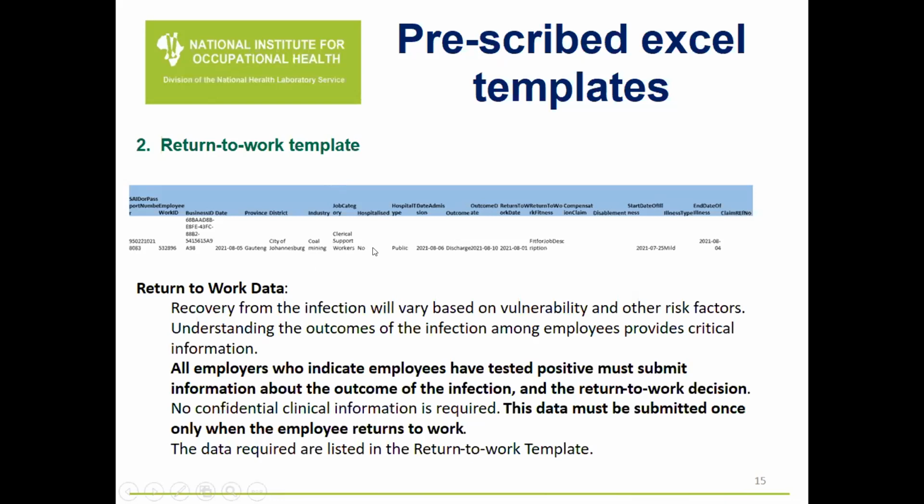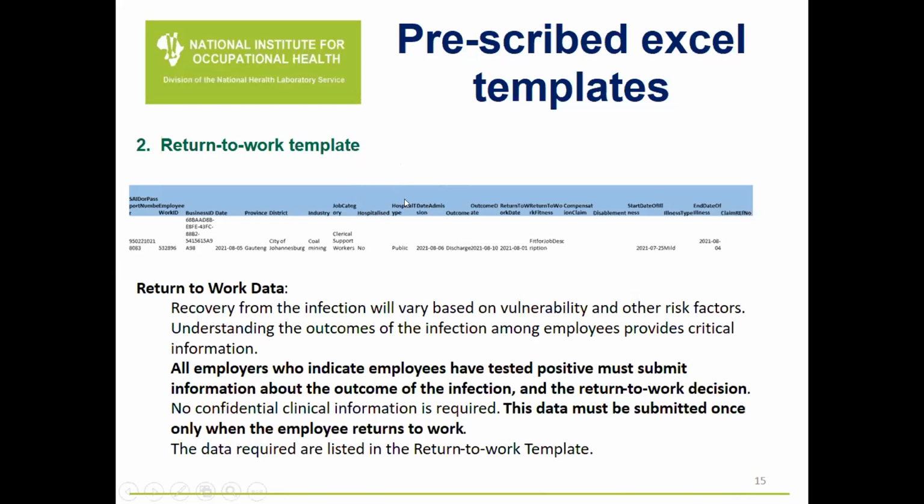And then we get to whether the employee has been or was hospitalized. So here is a drop-down list of yes or no or unknown. So you choose the relevant one. And then hospital type, we've got public, private, or unknown as well. So obviously this will be filled in should you have said yes on hospitalized. If you've said no, you can leave this one blank, as well as date of admission. You would leave it blank if the person wasn't hospitalized.